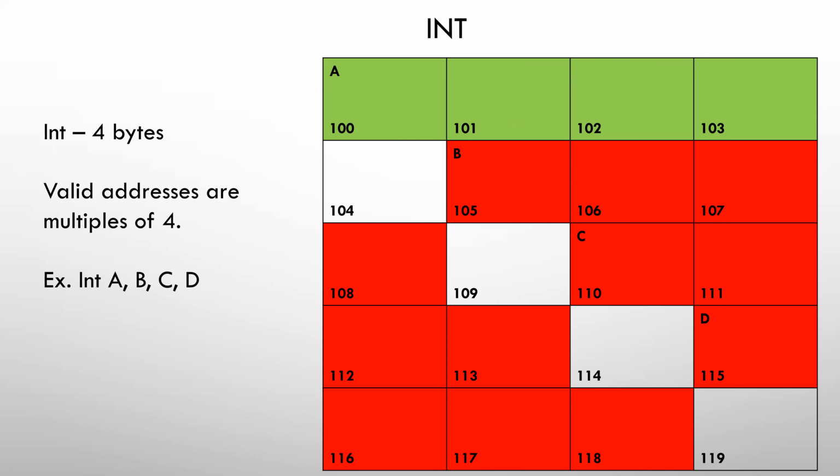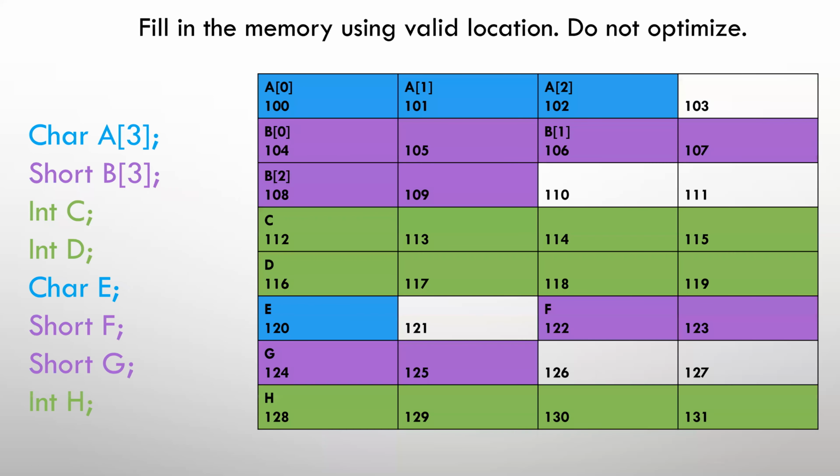Now I'm going to go over a full example that you might see on the homework or an exam. Fill in the memory using valid locations and do not optimize. When it says do not optimize, it just means to go in order and don't reorder any of these to try and save space.